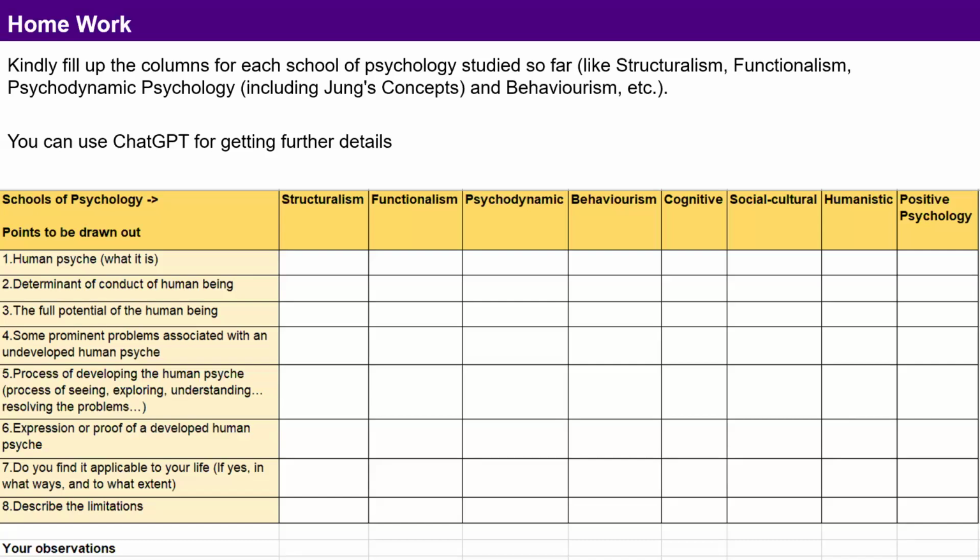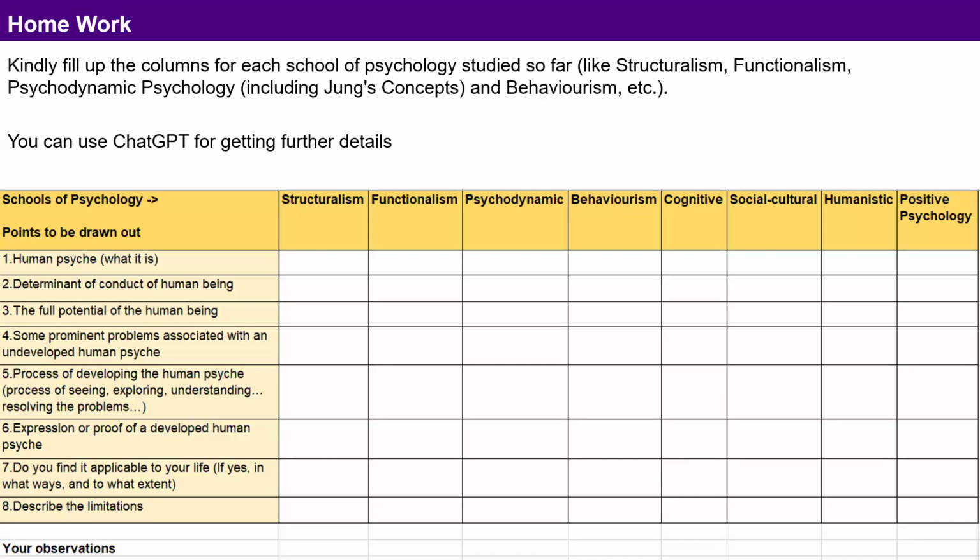Whenever I'm talking about this and we are listening to all these schools of psychology, try to find out whether we are able to get some idea about the human psyche. So what a human being is, are we able to get some idea about it or not? You can also refer to ChatGPT. This is some kind of homework for you to do. Try to see whether these schools of psychology have been able to understand the human being, the human mind. Then the determinant of conduct of human being: what determines the behavior, the thought, the work of the human being? The full human potential, are we able to get some idea or not? Or is it only talking in a very fragmented way about one part of the human conduct and not able to talk about the full potential of the human being?